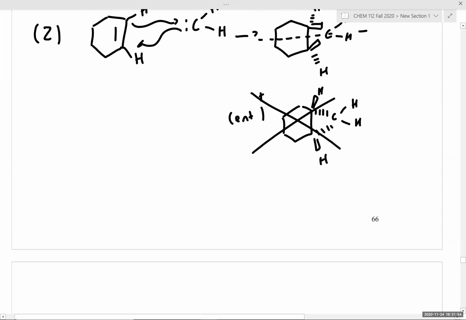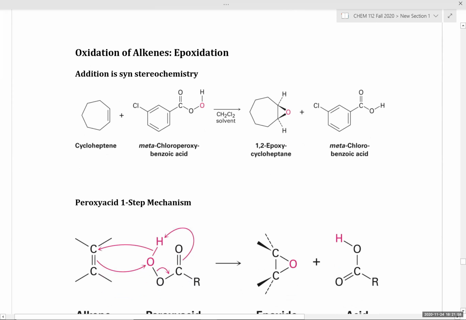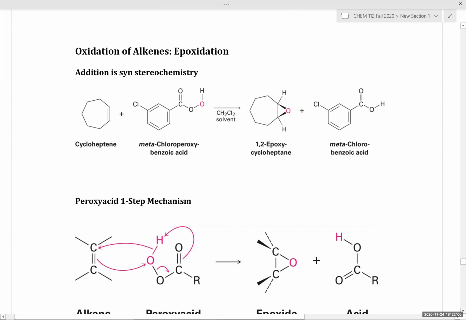Okay, so let's look now at another reaction that generates a three-membered ring product with syn stereochemical outcome. And this is a pretty important reaction. It's known as epoxidation. A lot of work has been done on enantioselective and stereoselective variants of these reactions. We're going to look at the normal epoxidation reaction first.